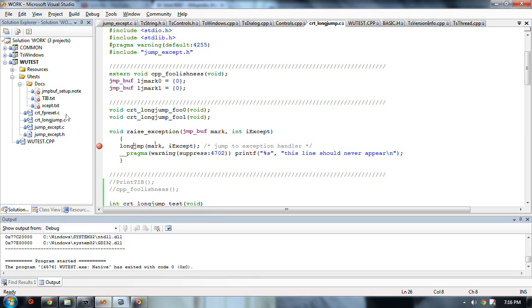And so I'd like to just go over that example next time, and then we'll move on to C++ exceptions, and then finally structured exceptions.